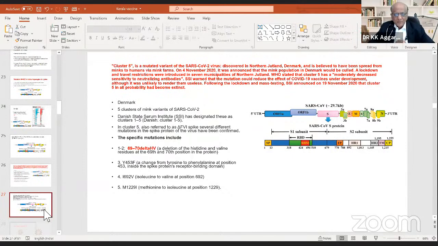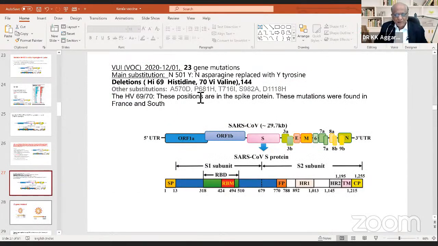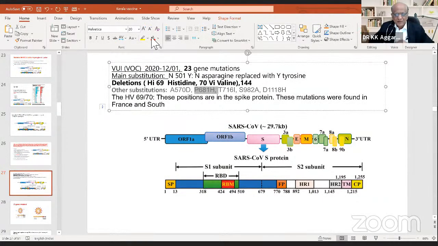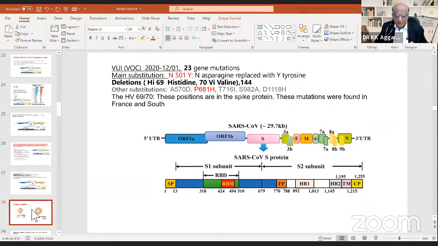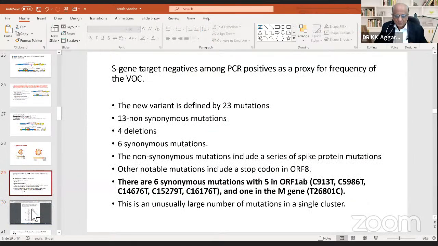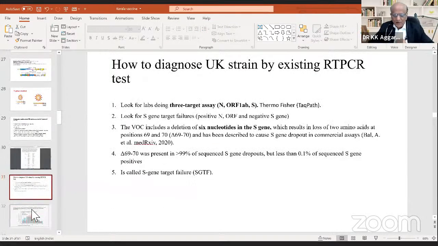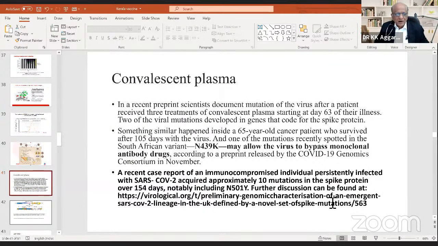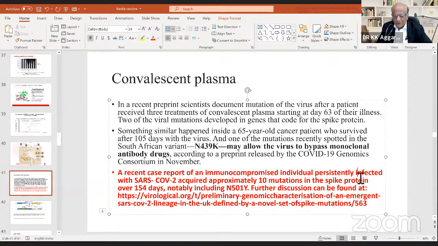So what happens in the UK? You have the 69-70 deletion, and then you have 681H from Nigeria, and then it adopted a new one called 501Y. Now this 501Y, let me come back to where it came from. Yes. So 501 came from an immunocompromised patient. There was an immunocompromised patient persistently infected with COVID, who acquired approximately 10 mutations in the spike protein over 148 days, with N501Y.